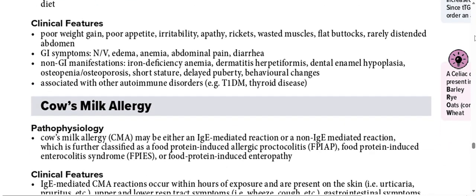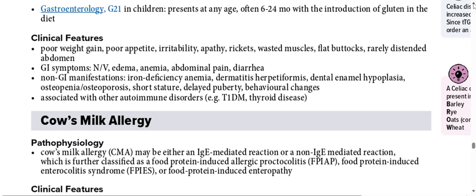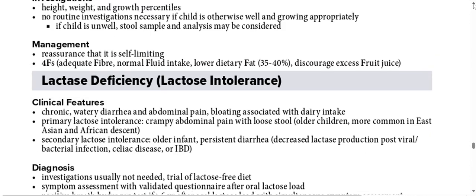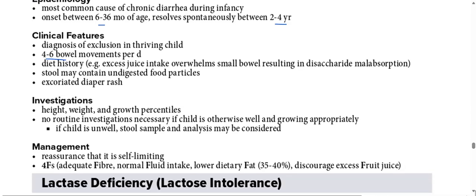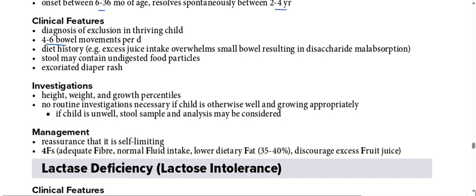The next thing that we need to know about is toddler's diarrhea, which happens in the toddler age. It is more common between 1 to 3 years of age and resolves after 4 years. It is a diagnosis of exclusion, with many bowel movements, maybe 4 to 6 bowel movements per day. Dietary history is very important. Maybe the child is drinking too much juice. Stool may contain undigested food particles, and there may be diaper rash.